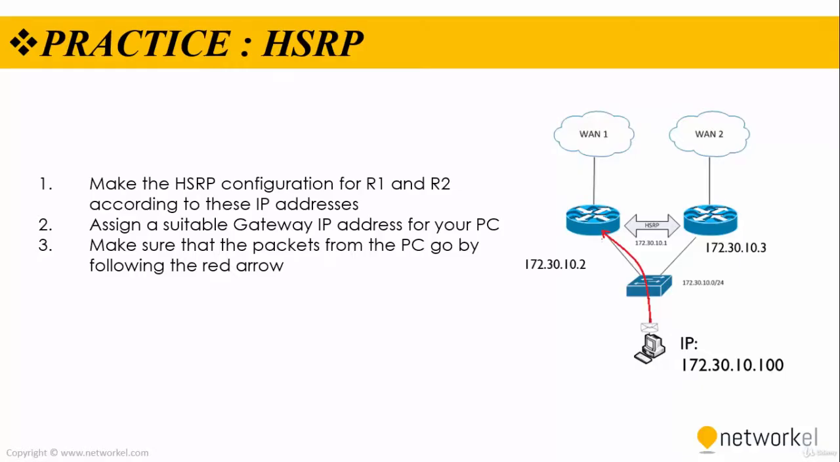In this section, we're going to talk about the HSRP practicing on the packet tracer. We have 3 steps to accomplish. In the first step, we need to make the HSRP configuration for router 1 and 2 according to these IP addresses. Second, we need to assign a suitable gateway IP address to our PC. And third, we need to make sure that the packets from the PC go by the following red arrow on this direction, I think.